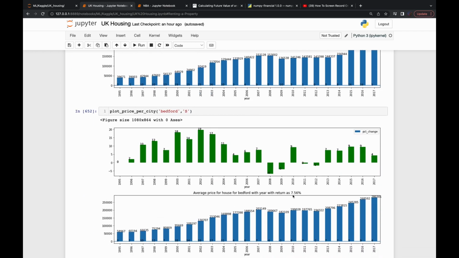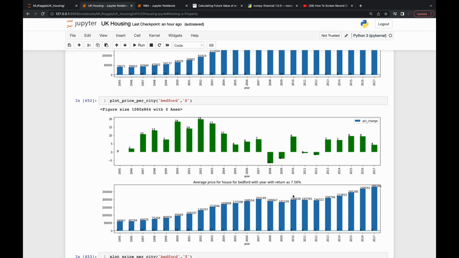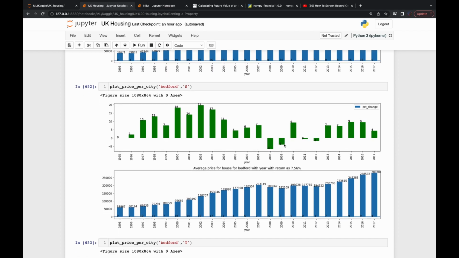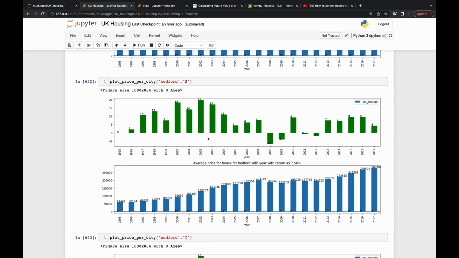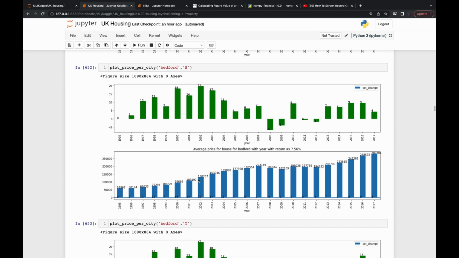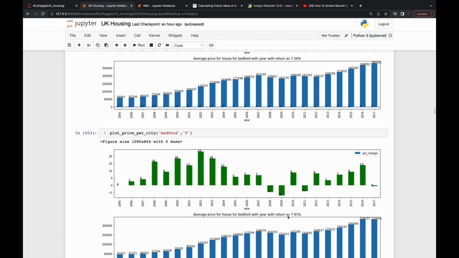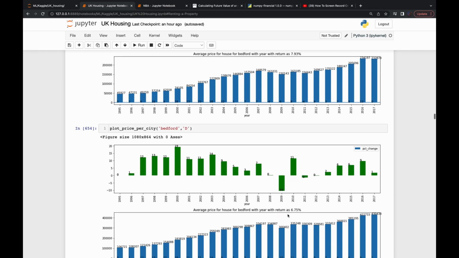Now let's say I'm moving into another city, Bedford. In Bedford, again in 2008 and 2009 there is a slight drop. But other than that recession period, over these 22 years, house price has always been increasing, which is interesting, because you are not going to lose the money. Whether that is enough for you to buy a house, let's see. Likewise, you see here again, you're getting 7% in Bedford.